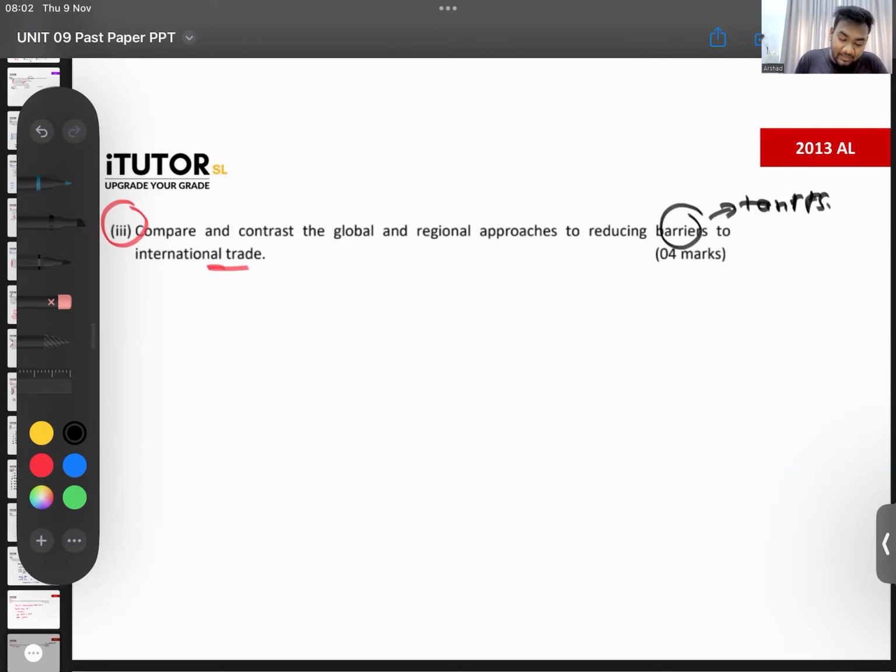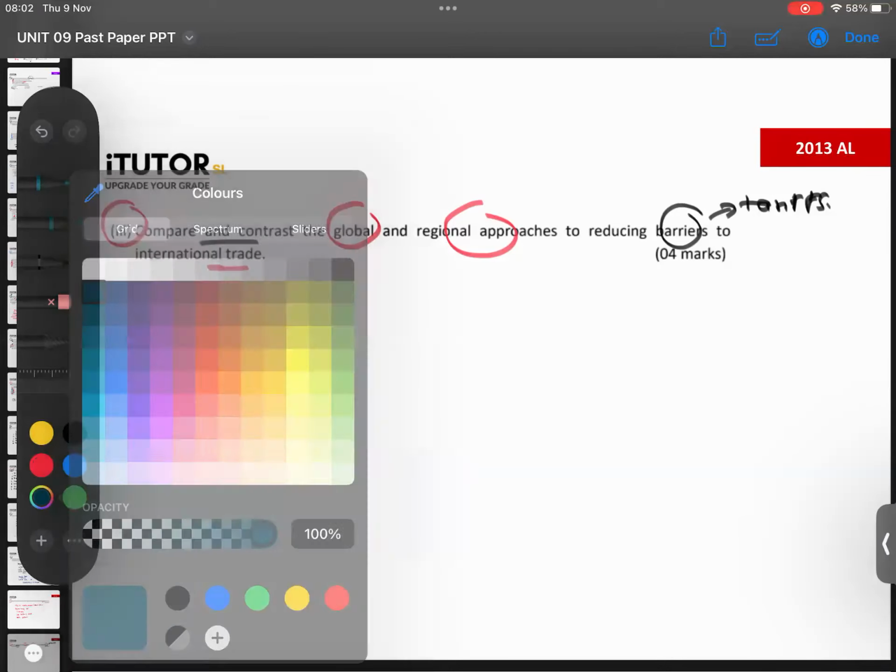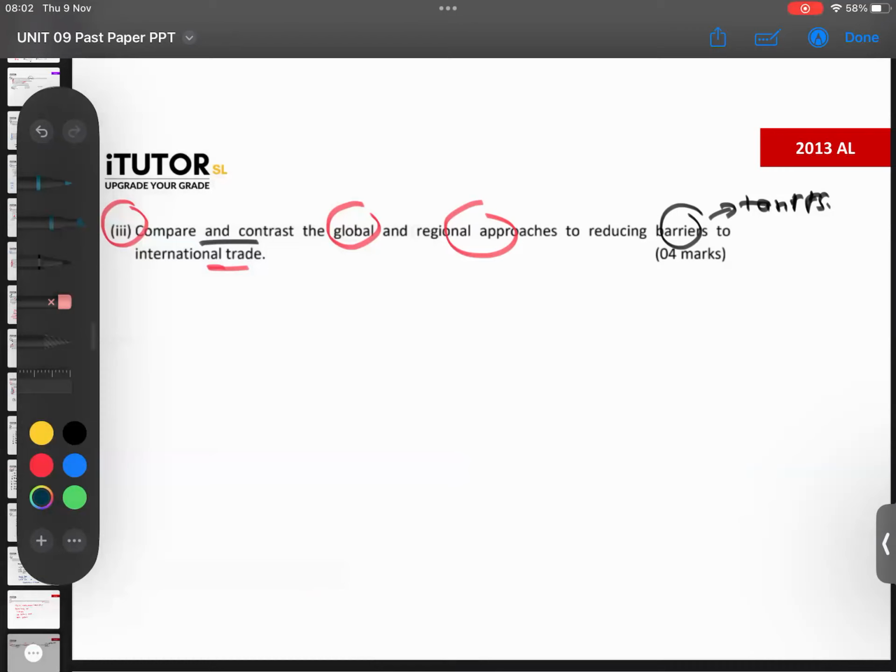So you tell me, compare and contrast the global and regional approaches to reducing barriers in international trade. What and what can be tried? Give me some answers on the approaches that we have taken to reduce barriers. A good question, I will say. Tell me.